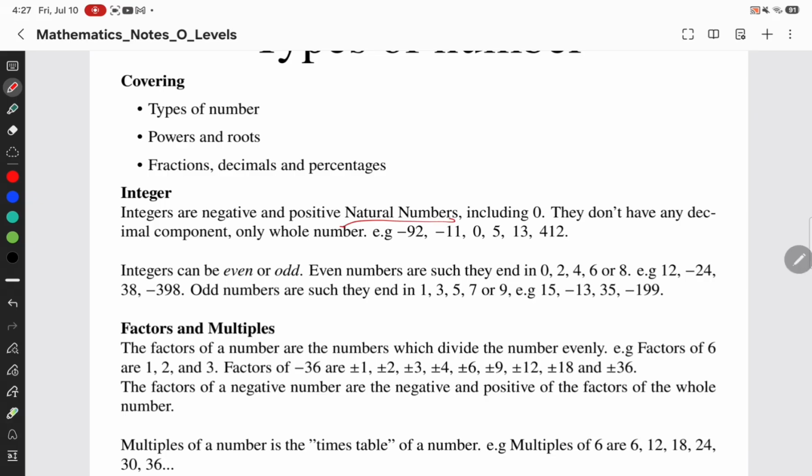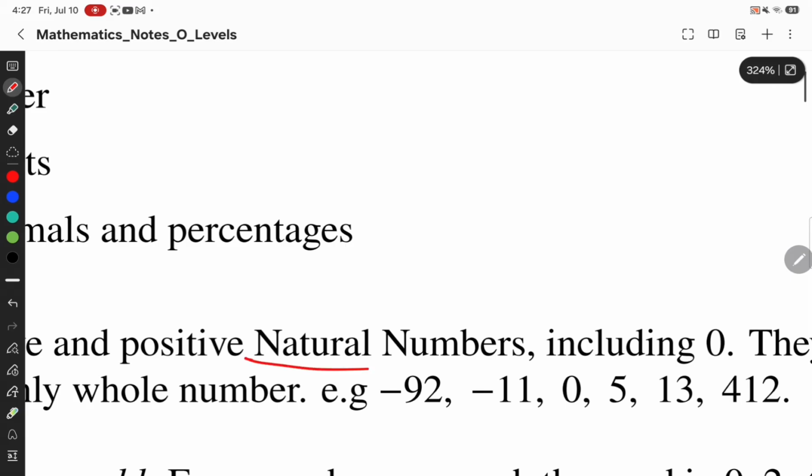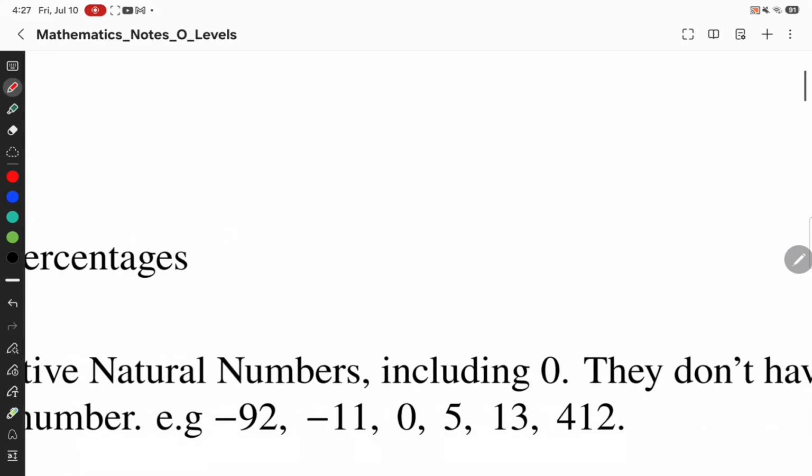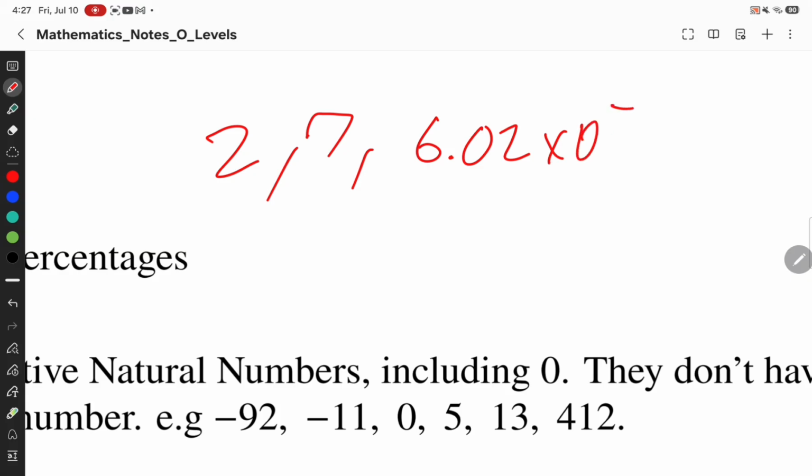Natural numbers. What are natural numbers? You will be asked about natural numbers as well. I just didn't include them. Natural numbers are what you see naturally. For example, you can see a pair of twins, you can see 7 petals in a flower, you can see 6.02 times 10 to the 23 atoms in a mole, and so on.